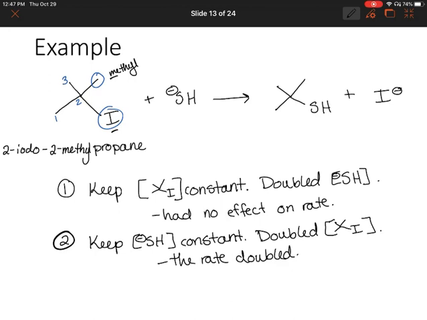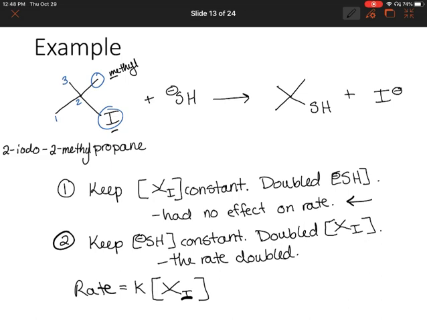So this would be a first order reaction because we just saw from the two experiments that the rate equals K times the concentration of our reactants, except we already saw that the concentration of SH minus has no effect on the rate. So the rate really only depends on the concentration of 2-iodo-2-methylpropane.